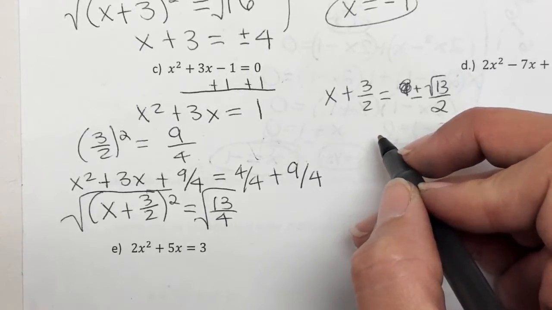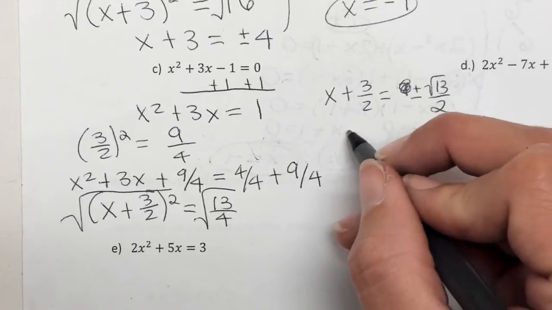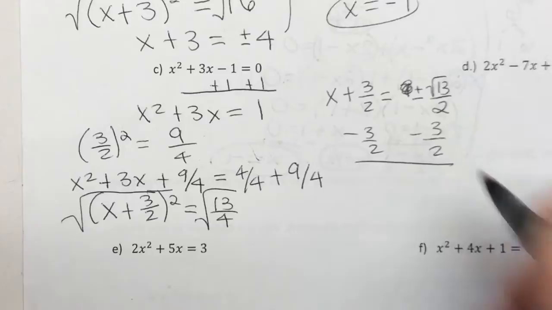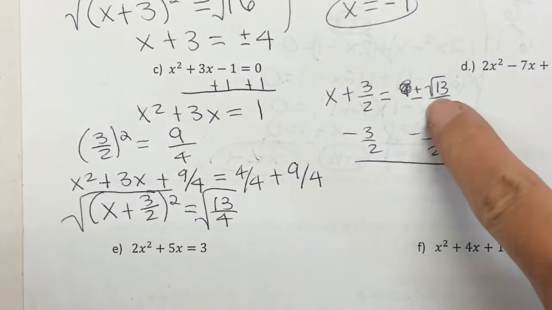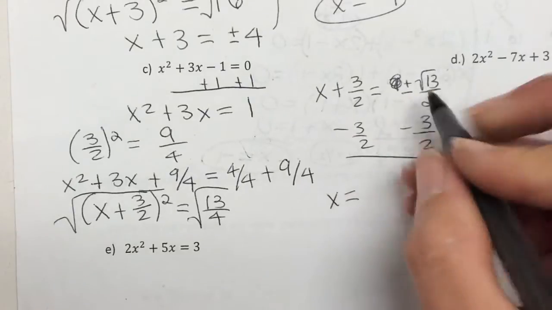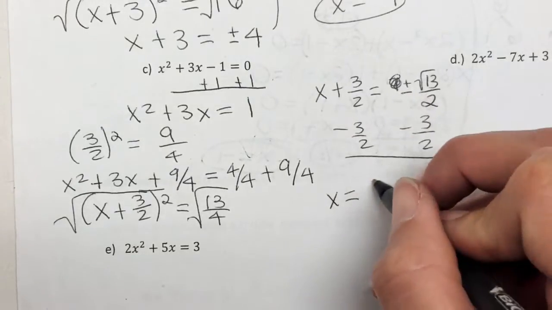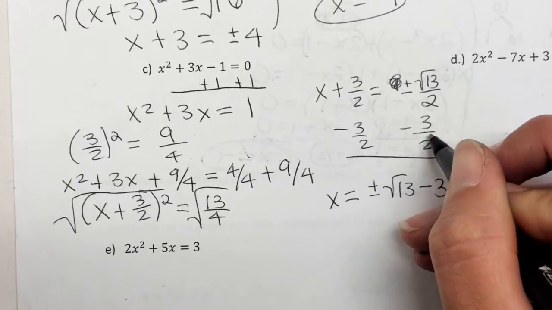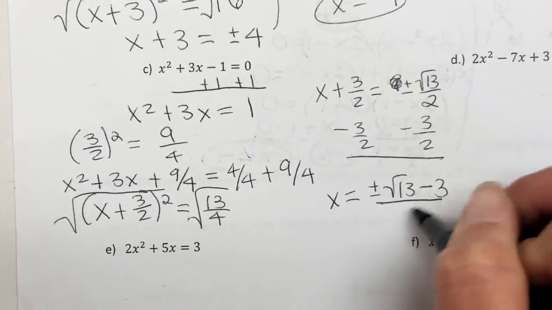So now, all we have to do is get x by itself, so we just need to move what? 3 over 2. Yep, by doing what? Subtracting. Good. So your answer, I don't want you to plug this in your calculator and give me a decimal. This is how I want you to write it. X equals, start with this, plus or minus square root of 13 minus 3, right? And we can put this all over what? 2.